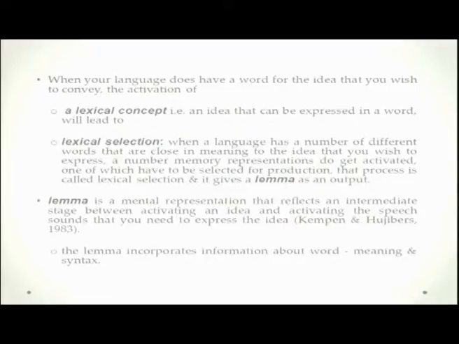Once you've done the lexical selection, you will come up with what is called a lemma. What is a lemma? Lemma is a mental representation that reflects an intermediate stage between activating an idea and activating the speech sounds. Everything in the middle till you are finally approaching it. Lemma incorporates two things. It incorporates word meaning, what you intend to convey, and syntax. It is singular, plural, person, thing, object. All of those kinds of features are encapsulated in this concept called lemma. I'll talk about this in a bit more detail now.